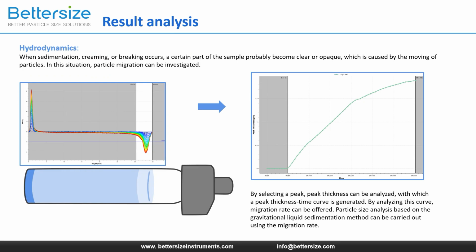First, we can use the software to limit the range of the characteristic peak. Here we use the characteristic peak that corresponds to the upper clear layer because this is the area where particles start to settle down. With the help of the software, we can get a change curve of peak thickness over time. By limiting the starting point and ending point, the particle migration rate can be obtained. Besides, mean particle size calculation based on the gravitational liquid sedimentation method can be realized.